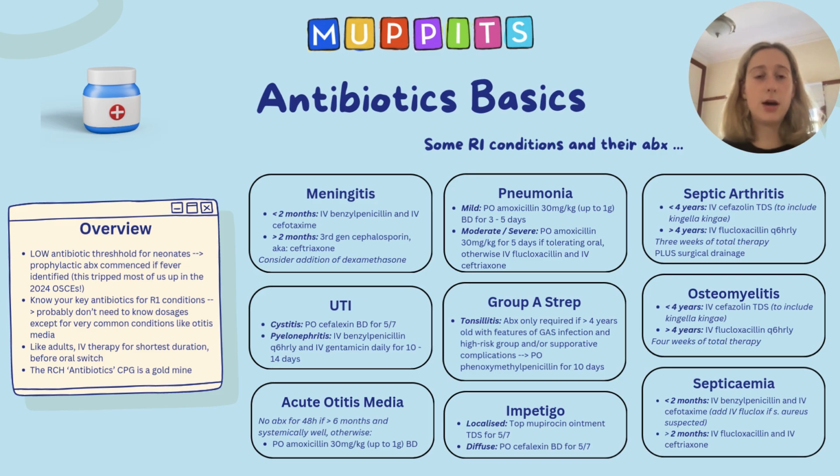So just now some R1 conditions and their antibiotics. First of all, with meningitis, it does depend on the age of the infant. So if they're less than 2 months, using IV benpen and cefotaxime. And if they're greater than 2 months, using IV ceftriaxone. And in all children, considering the addition of dexamethasone as well to help reduce cerebral edema.